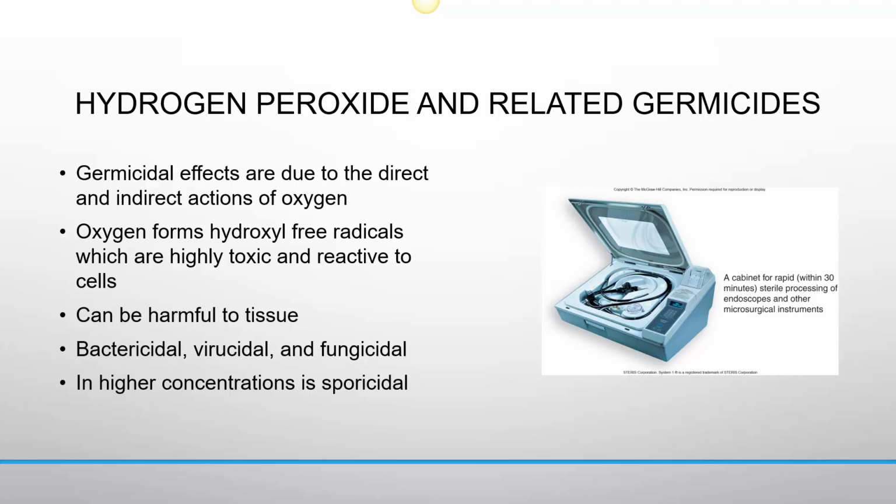Hydrogen peroxide. We talked a lot about hydrogen peroxide. Its germicidal effects are due to the direct and indirect actions of oxygen. Oxygen forms hydroxyl free radicals, which are highly toxic and reactive to cells. They can be harmful to tissue.